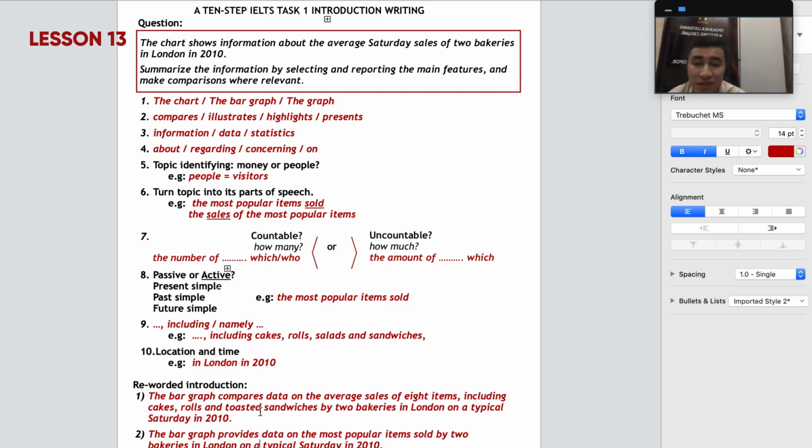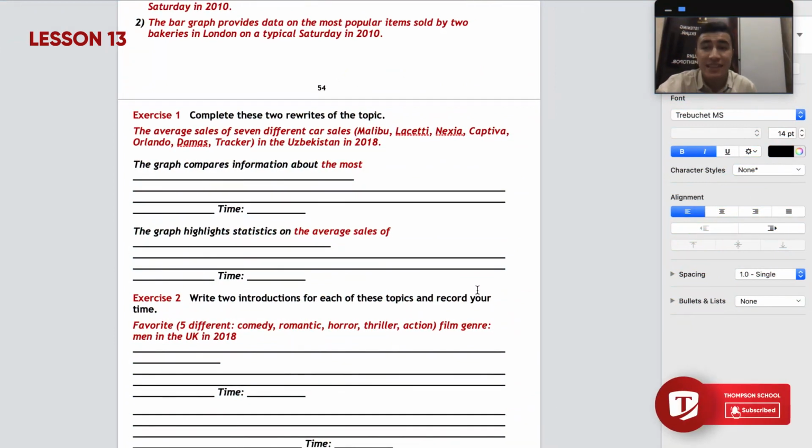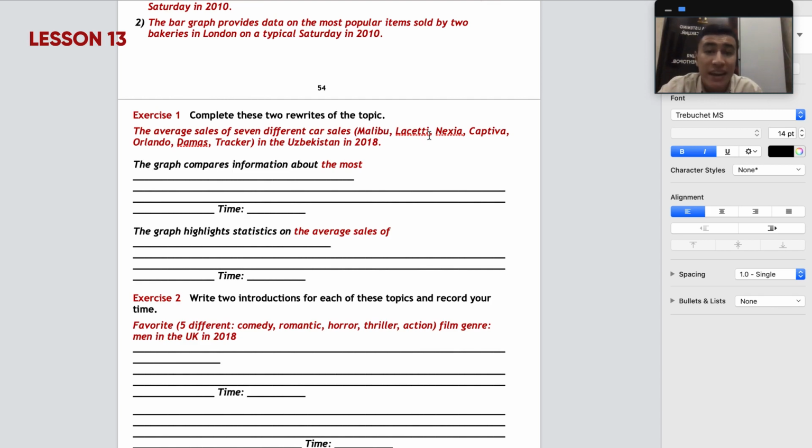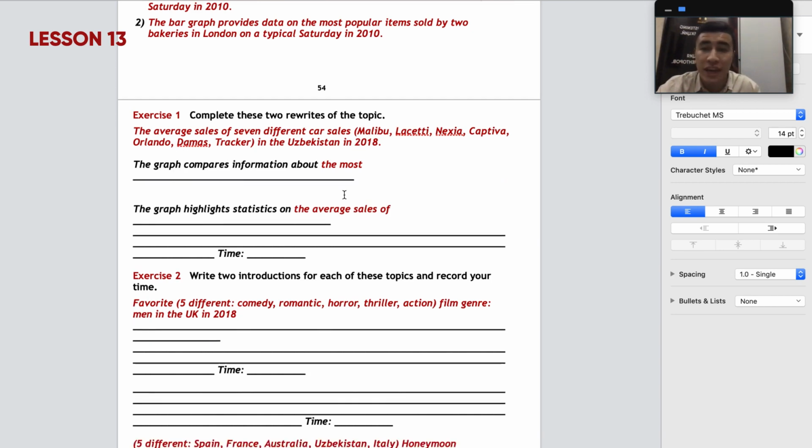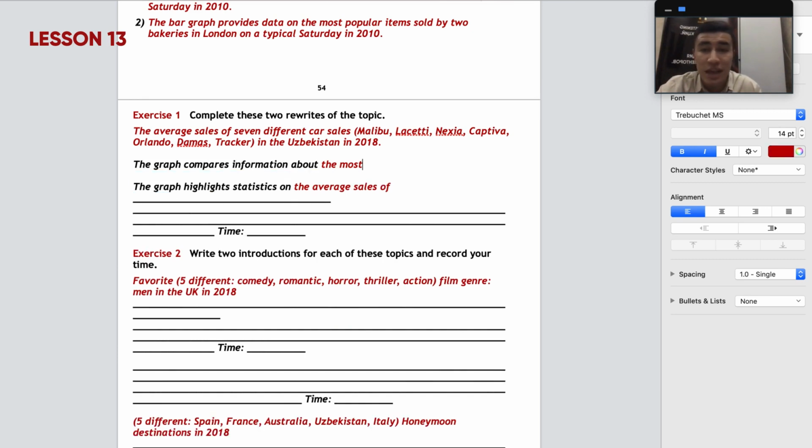As you can see, this is very simple and easy, and of course you already have some experience writing an introduction for IELTS Writing Task 1 reports. And now we have an exercise. You should complete these 2 rewrites of the topic. Okay, the first one, the average sales of 7 different car sales: Malibu, Cherry, Nexia, Captiva, Orlando, Damas, and Tracker in Uzbekistan in 2018. Okay, do not forget about timing yourself.